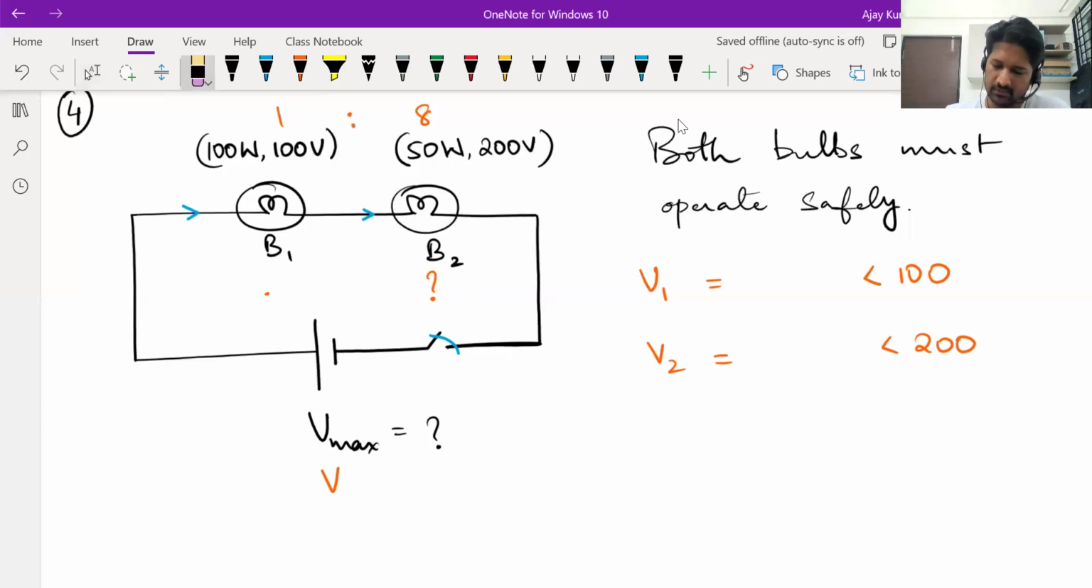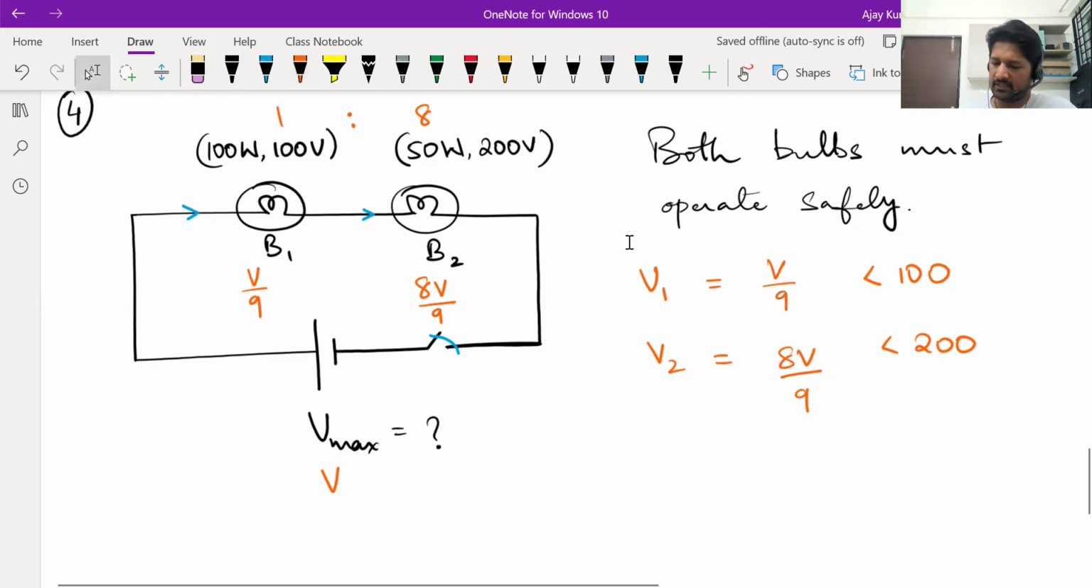See, the ratio of voltages will be 1:8. Means totally you have to split it into 9 parts. And out of 9 parts, 1 part goes to this, so V by 9. And 8 parts go to this, so 8V by 9. So V1 is V by 9 and V2 is 8V by 9.